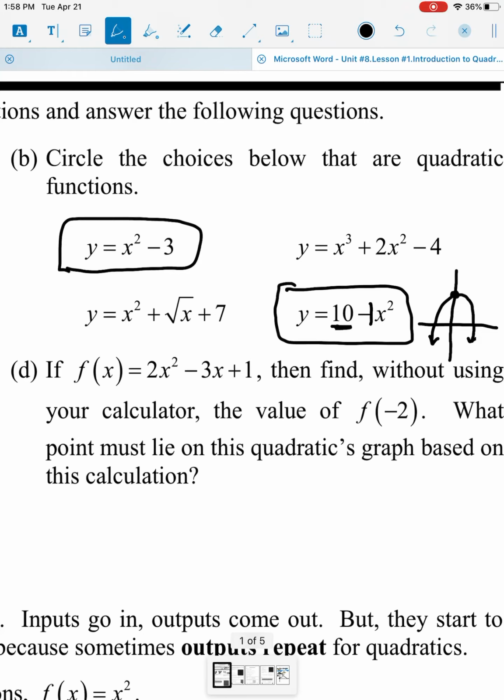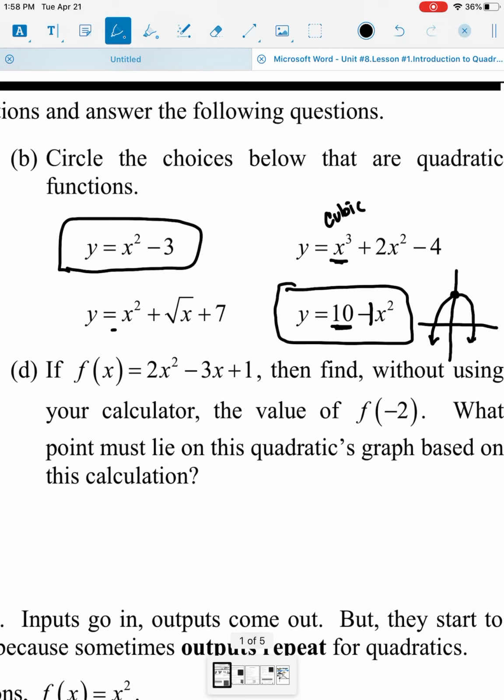If we look at the other two, this top right one, y equals x cubed plus 2x squared minus 4, the leading term is actually raised to the third power, which would give us a cubic function, which we're not quite ready to learn about.